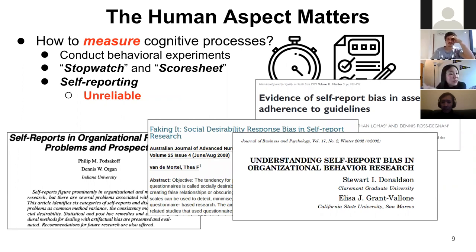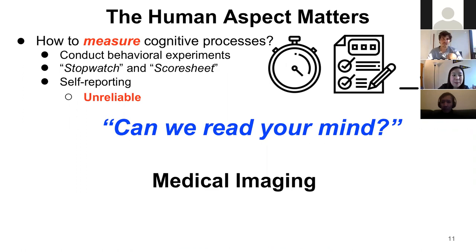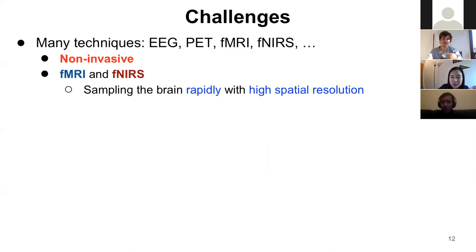Then the question for us is, is there any other solution that we can use? Can we go one step further? Can we directly check how people think, or informally, can we read your mind? The spoiler here is yes, and the approach is medical imaging. There are many medical imaging techniques. Two popular choices in recent years are called fMRI and fNIRS. I will explain both of the measures later in this talk.